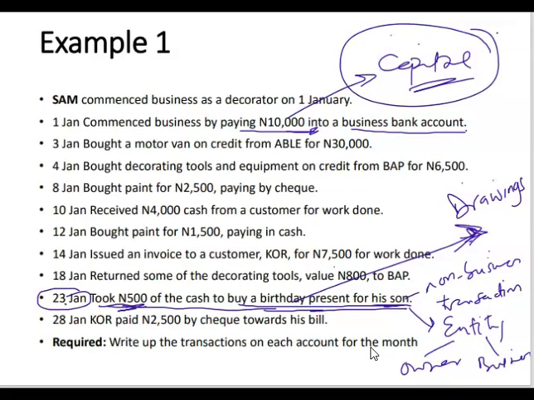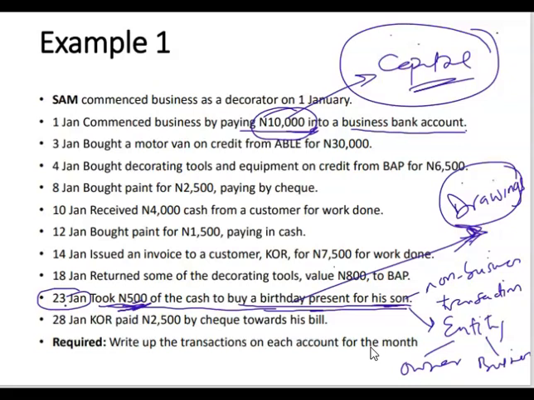After the 23rd of January, Sam cannot tell the business that I have 10,000 in the business. It will be what? 10,000 take away what? The 500 that he has used for what? Non-business related transaction, which is what? Drawings. At the end of the 23rd, the total capital he has in the business will be 10,000 less 500. That will be 9,500. Please, when you draw money from the business for personal use, in accounting we call it drawings. It's going to affect the capital of the owner.